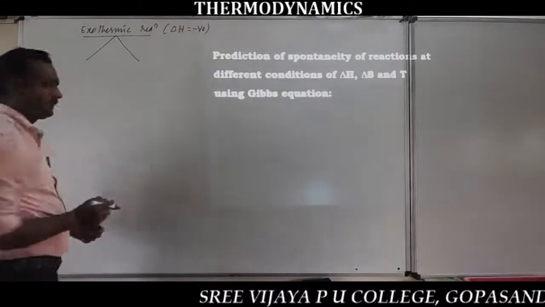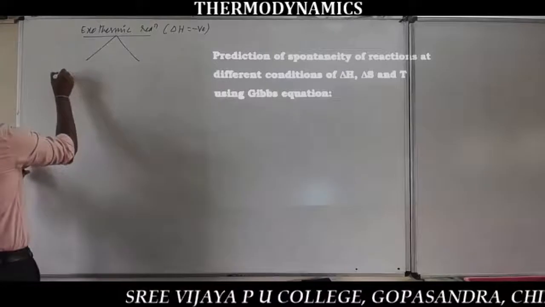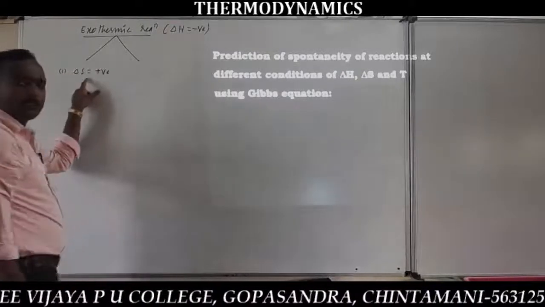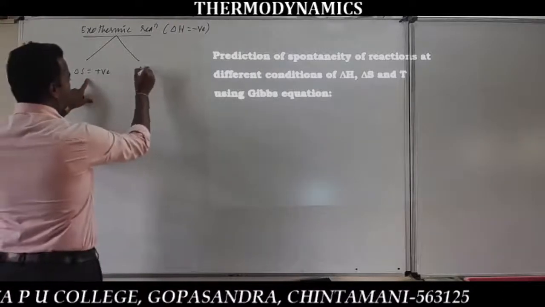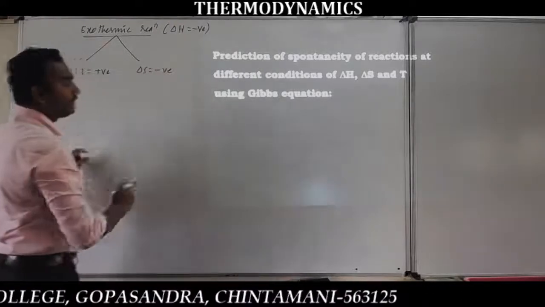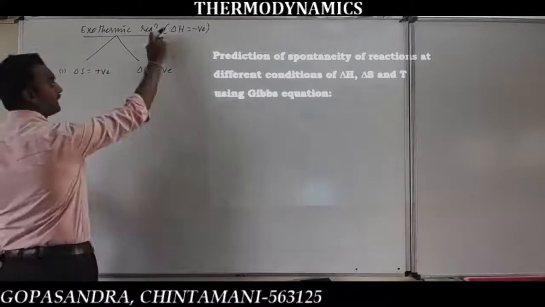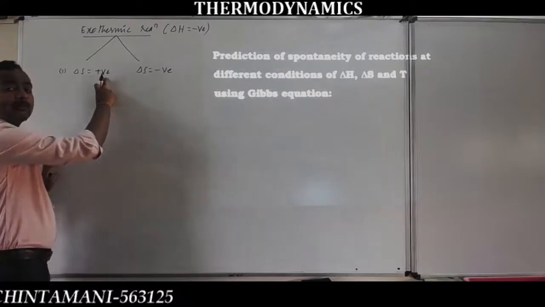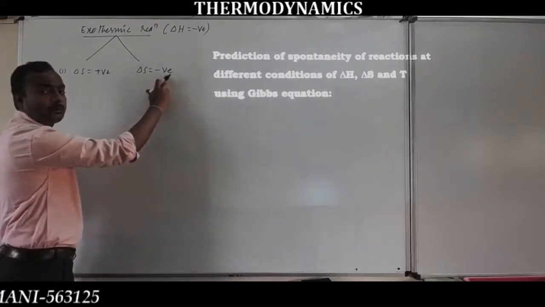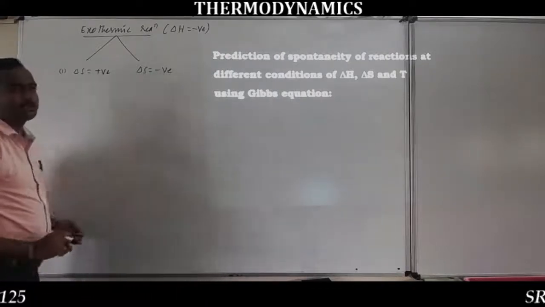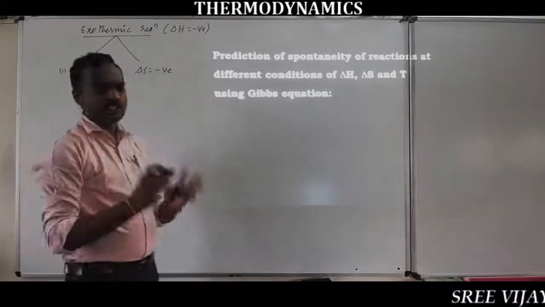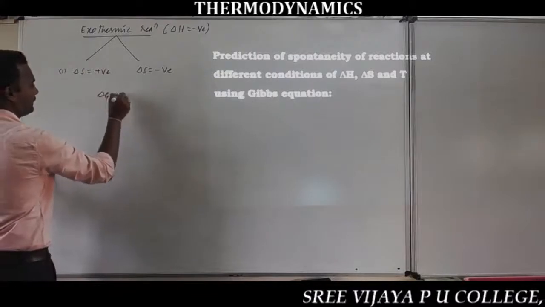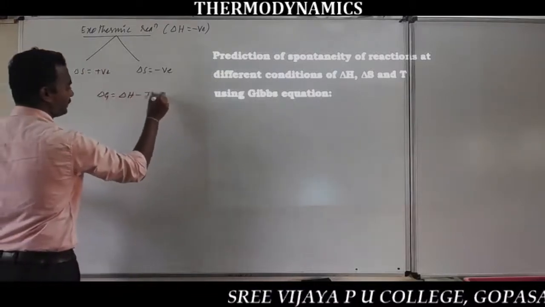That is the exothermic reaction. In the first case I am going to take delta S positive, that is, entropy increases, and then delta S negative, that is, entropy decreases. Under which conditions will it be spontaneous or non-spontaneous? Let me check. What is the equation? Delta G is equal to delta H minus T into delta S.